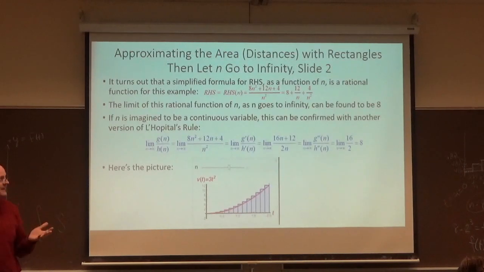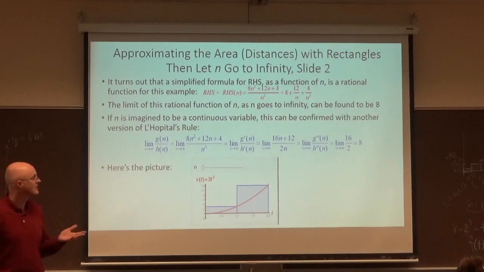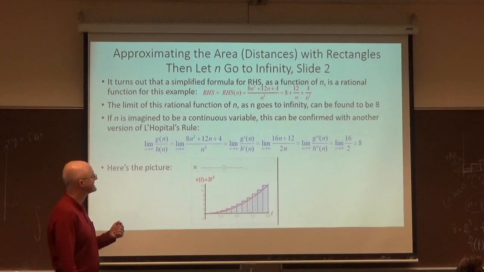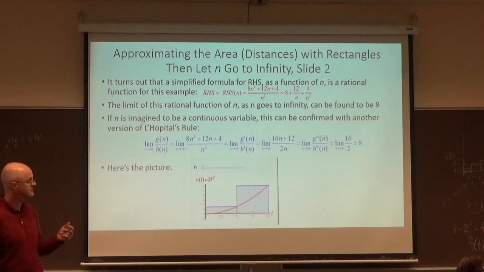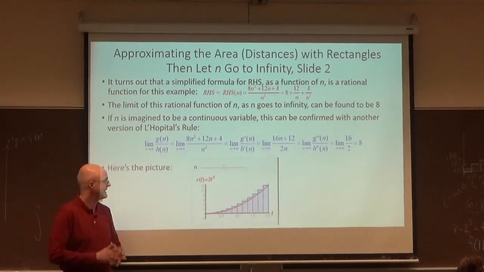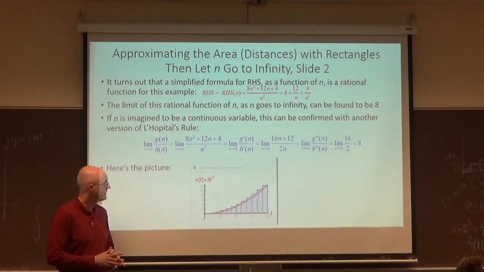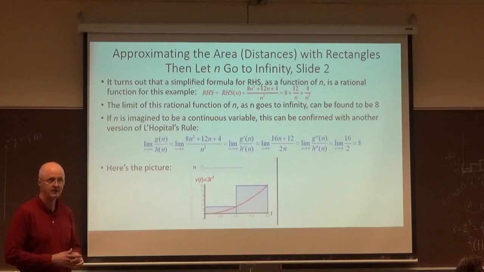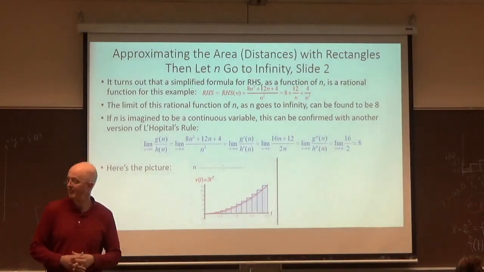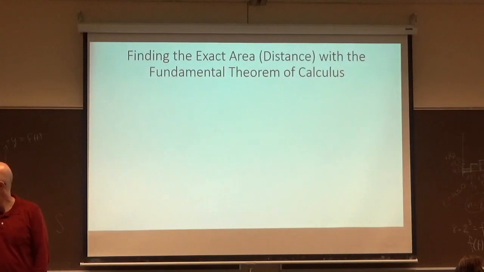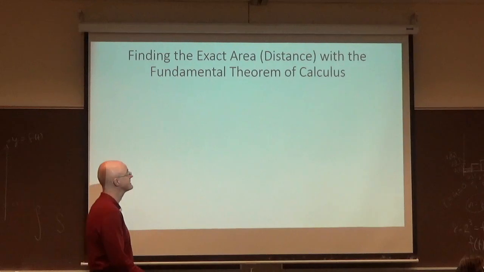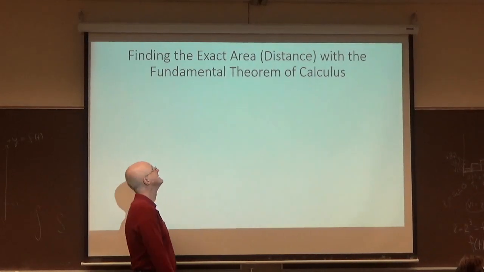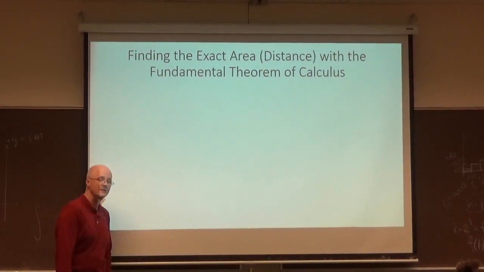We approximated the area with approximating rectangles, right-hand sums. In the limit as n goes to infinity, as the number of rectangles goes to infinity, and they all get skinnier and skinnier, delta t goes to 0, we get the exact area under the curve. Effectively, it's like we're defining what the exact area is as a limit. But we can also find the exact area, or distance, or position, with the Fundamental Theorem of Calculus.